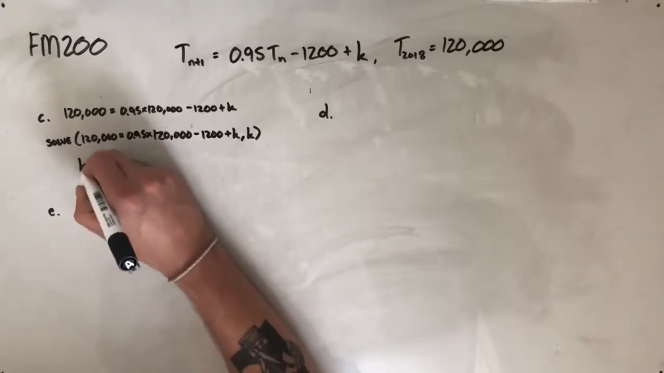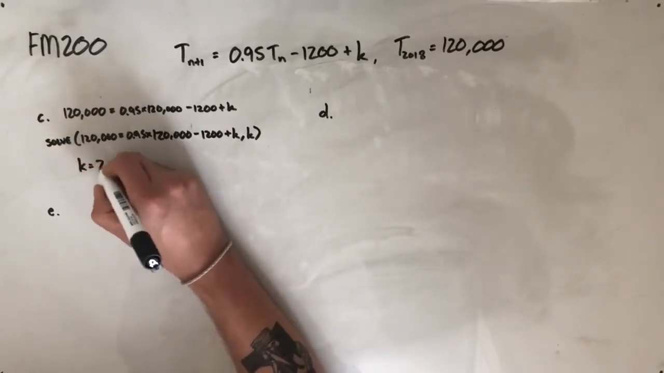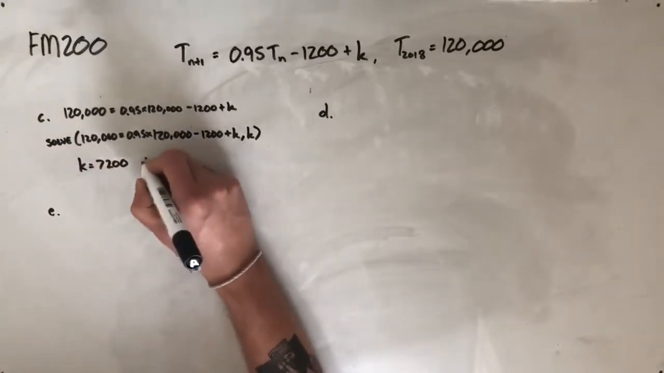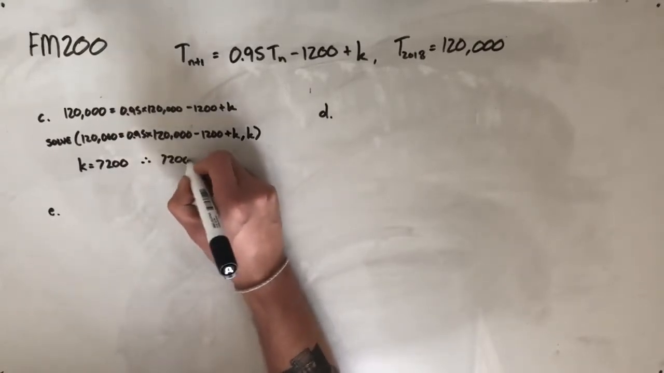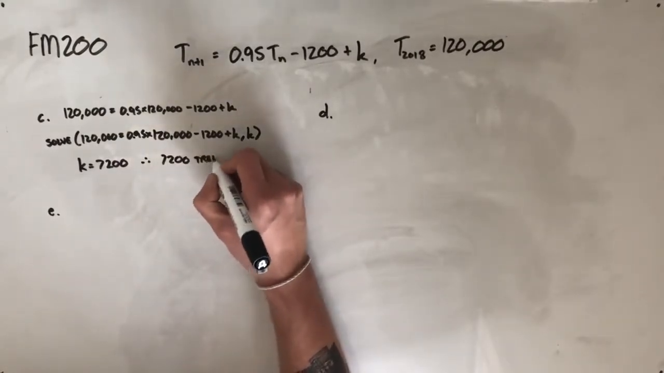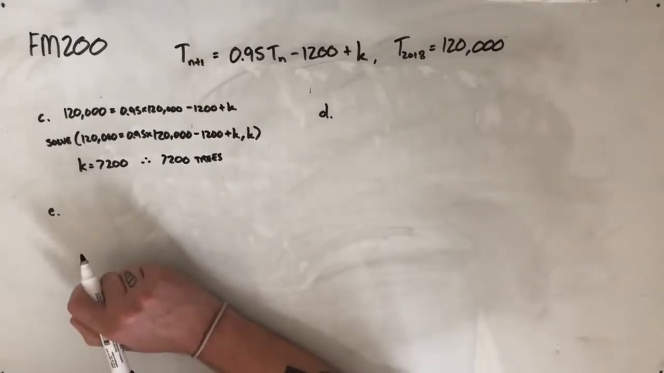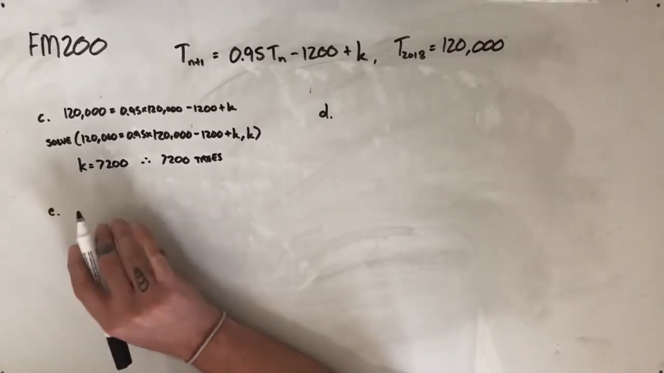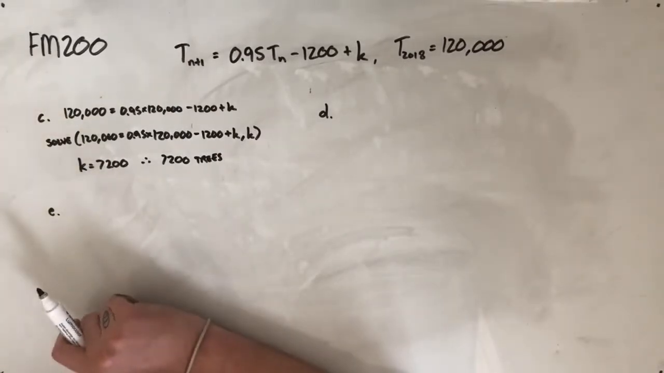Solving that, we should get a value of k that is equal to 7,200. So therefore, 7,200 trees must be planted each year in order for the number of trees to stay constant, or the number of nut trees, I should say.